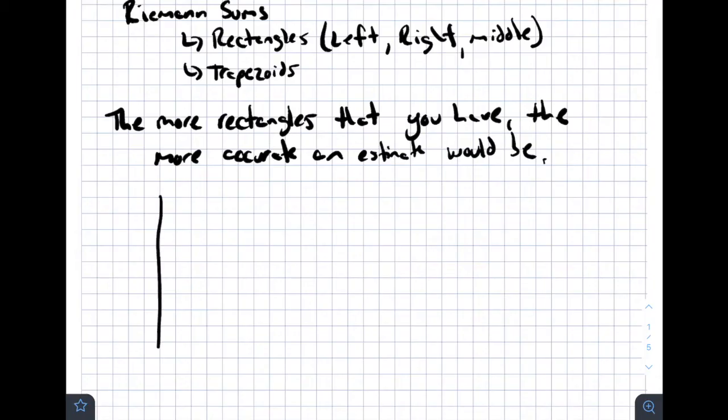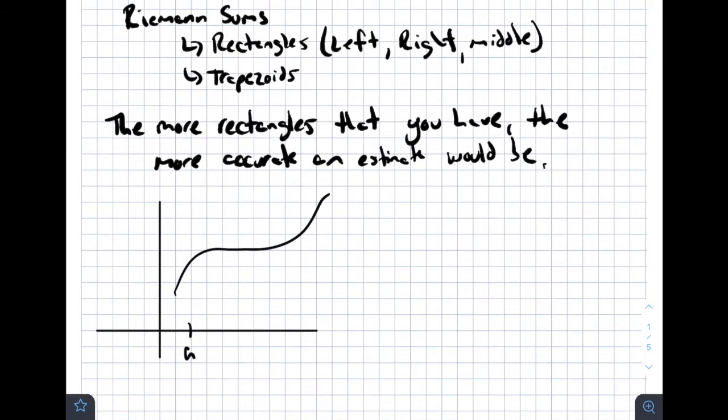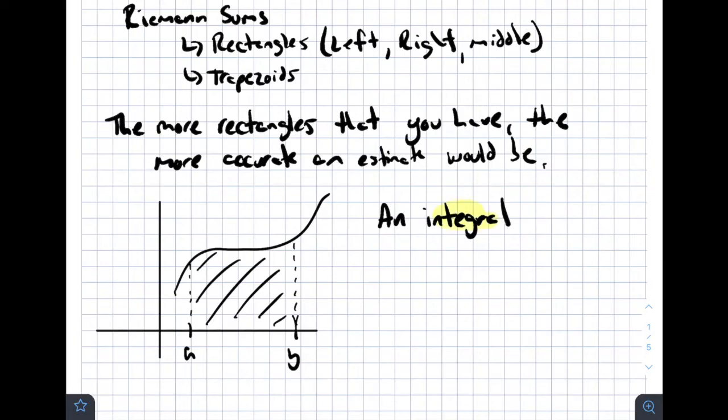Now, if I have some arbitrary graph, let's just draw this function going from x equals a to x equals b, and I want to represent the exact area under the curve, between the curve and the x-axis, from a to b. We're going to introduce this new piece of vocabulary, which is what's called an integral. An integral is going to be a huge thing in this chapter and moving forward. What is an integral?